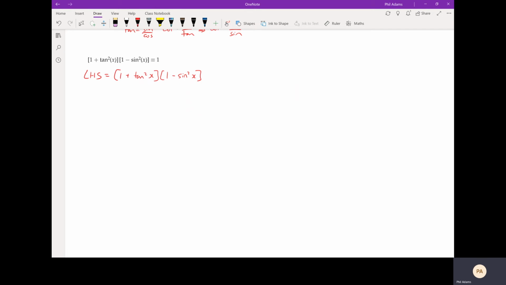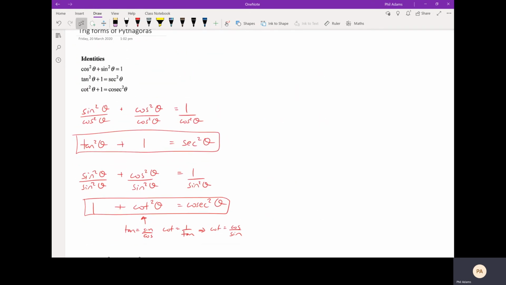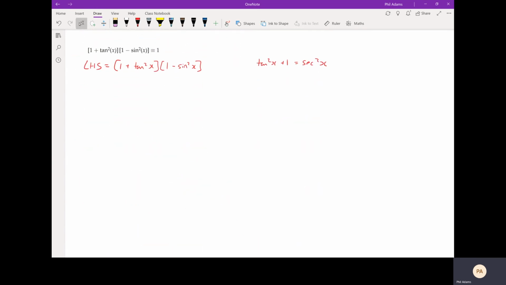So we know that tan squared of x plus 1 equals sec squared x, and that's from our formula sheet. If I go to the top there, you can see it is the second one. That enables us to make a direct substitution here. Where you see the 1 plus tan squared x in the bracket, we can replace that with sec squared of x, and we multiply that here.